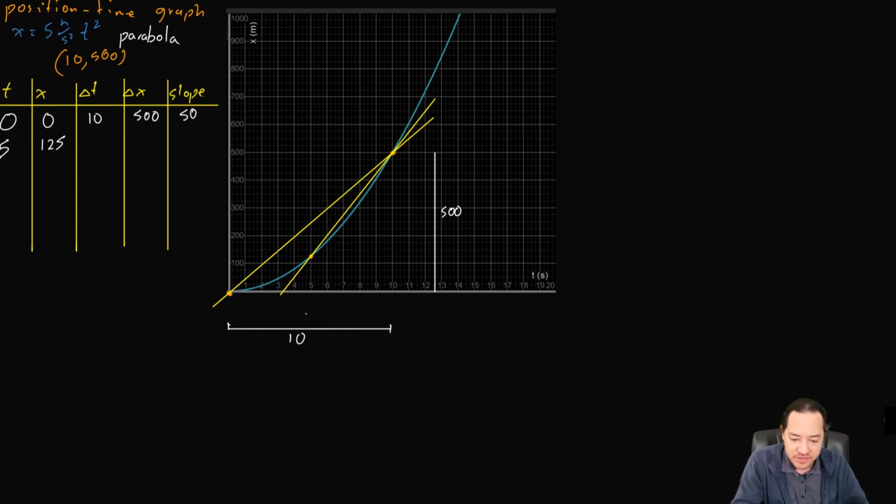So our delta t, it looks like it's going to be running from here to about here. So that's from 5 seconds to 10 seconds. That's a total length of 5 seconds here for delta t. And for delta x, we'll be going from here to 125. So 500 minus 125, that's going to be 375. So that's our delta x over there.